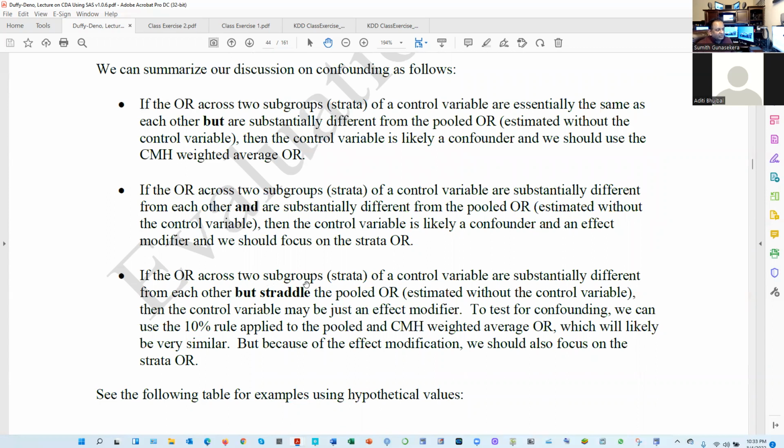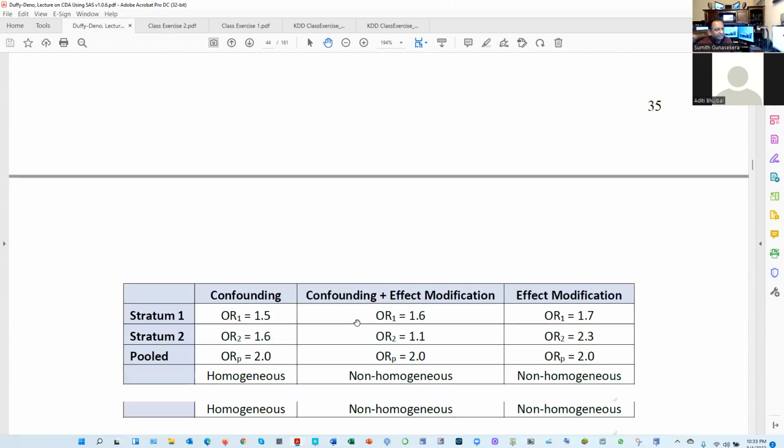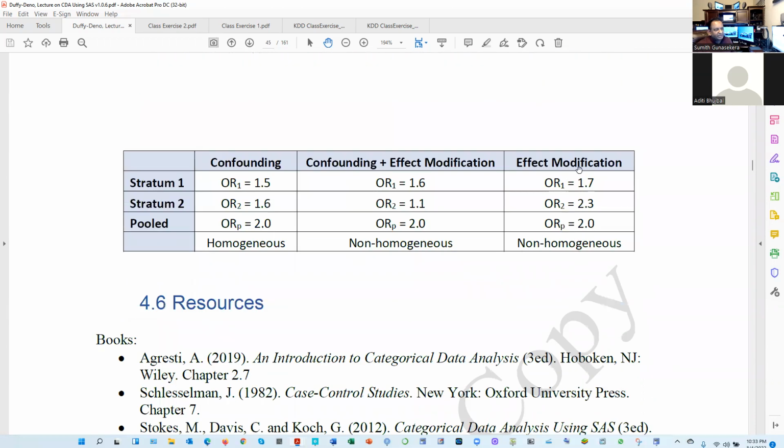And if the OR across two subgroups of a control variable are substantially different from each other but straddle the pooled OR, straddle means they go to both sides. It's called the effect modifier. See, this is the OR, here is the pooled OR. These two straddle, they go to both sides, not on one side. This one is confounding and effect modification.